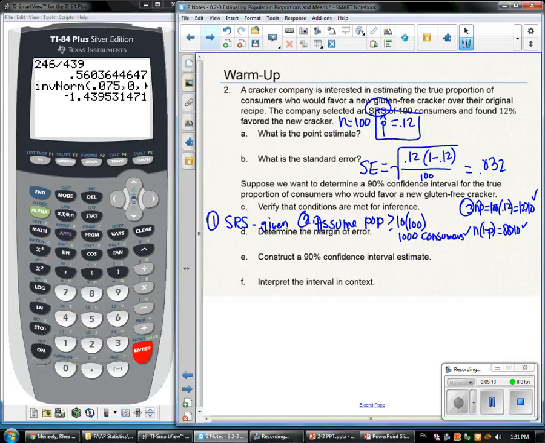Let's compute the margin of error. The margin of error is determined by two things. It's determined by my z star times the standard error. So in the last problem, we determined what the z star value would be for 90% confidence. So it was 1.645, and the standard error we determined to be 0.032. And so if I multiply them together, I get 0.053.